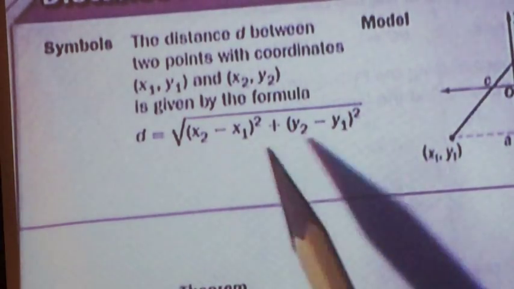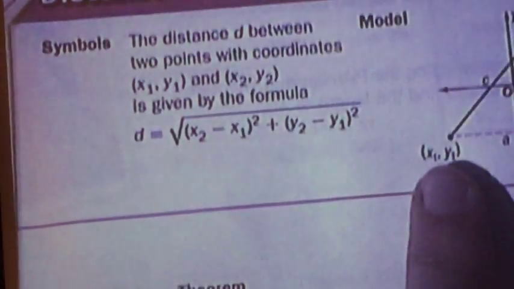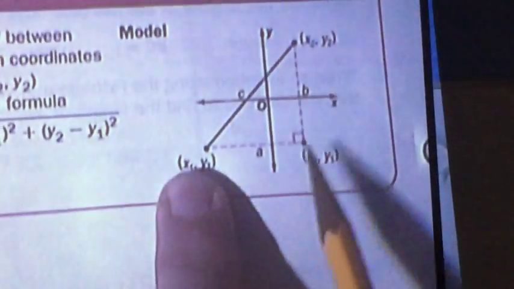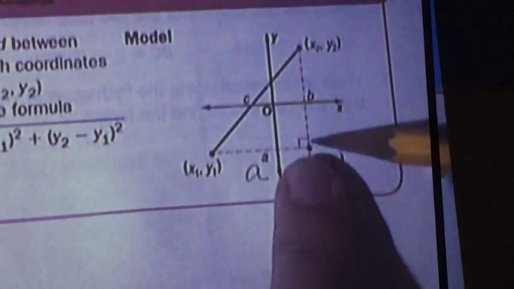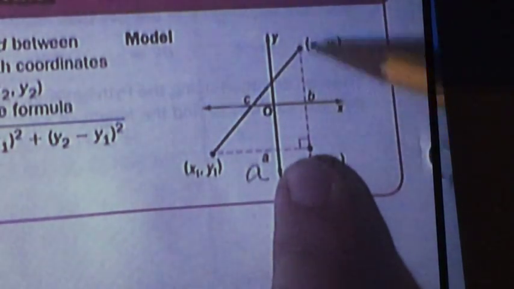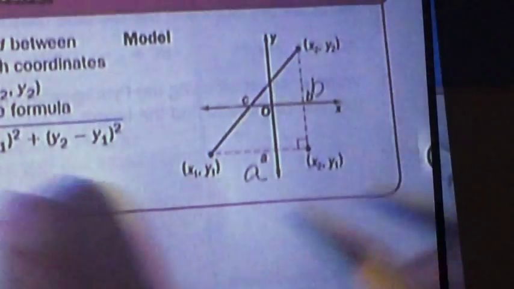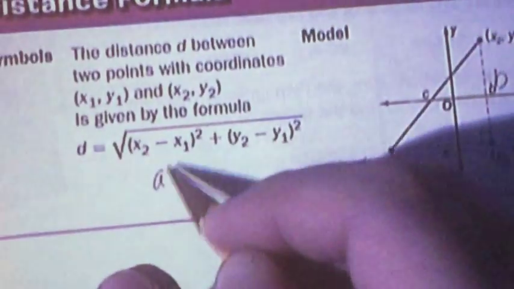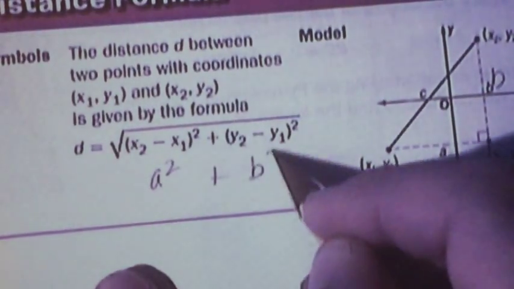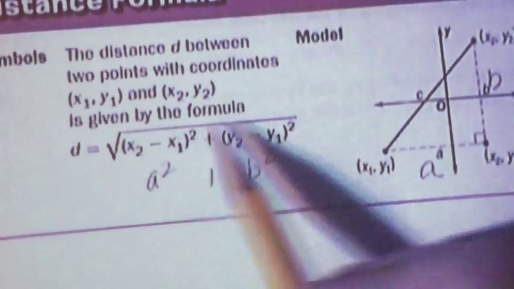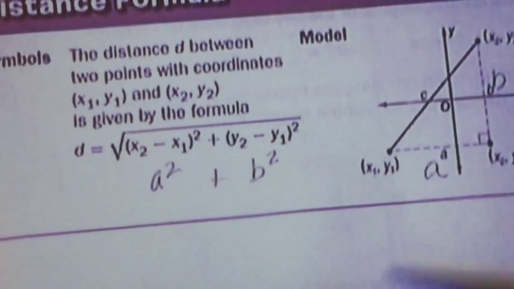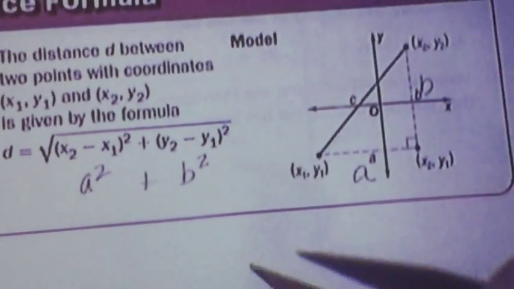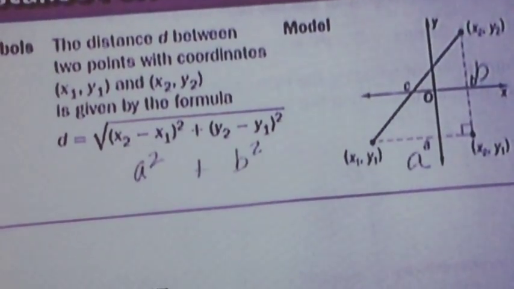the two together. Notice the difference between our x values here to here would be a lot like a. And the difference between our y values would be the other leg, which would be b. So essentially, we're just doing a squared plus b squared. We take the square root to undo the c squared value that we end up with, and that'll give us our distance. So really, it's just an extension of the Pythagorean theorem. Let's look ahead to page 433.